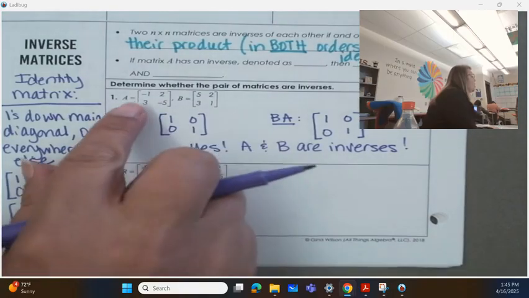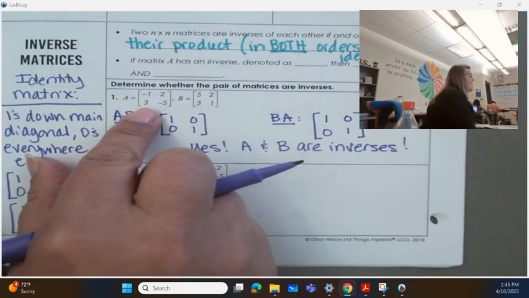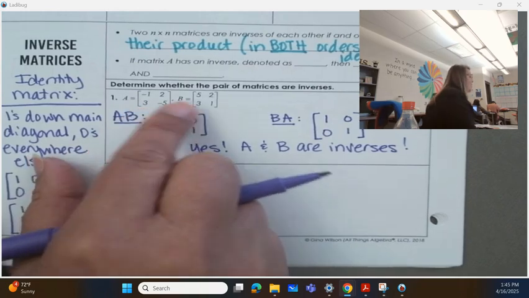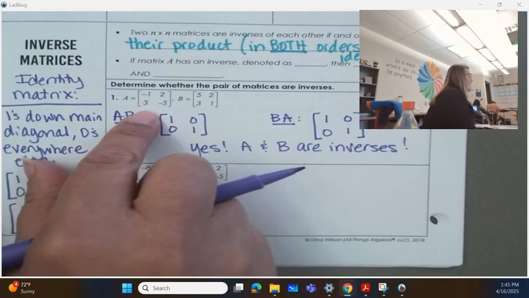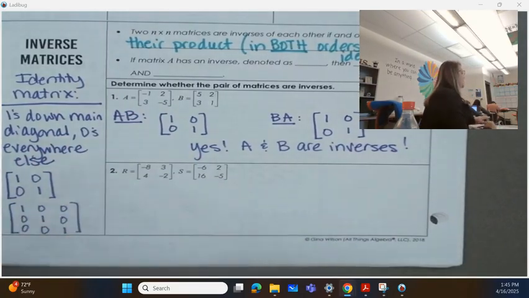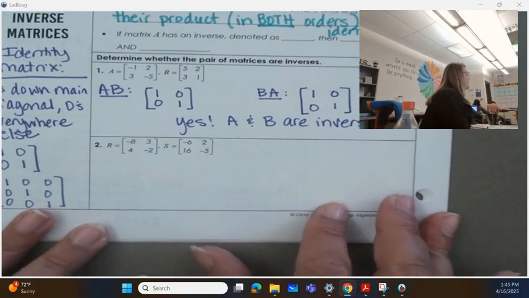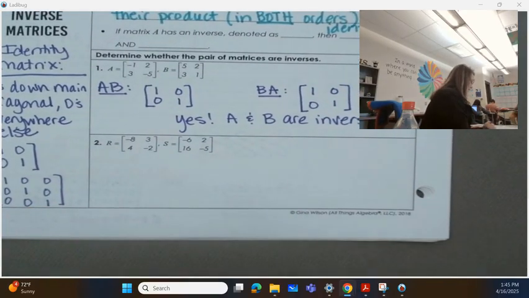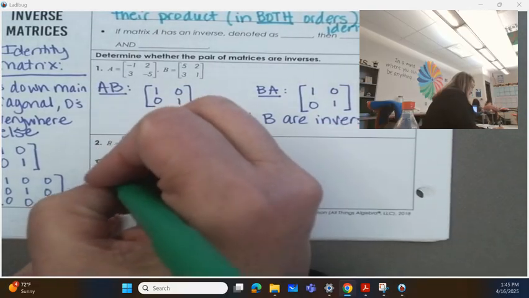Now, I'm going to show you here in just a minute how to find the inverse of a matrix, because you might be asking yourself, how did they get that B is the inverse matrix of A? Well, we're going to talk about it here in just a minute. So first, can we prove that they are? And then we'll go back and show how we actually found them. So let's try these guys and see if these guys are inverses of each other.